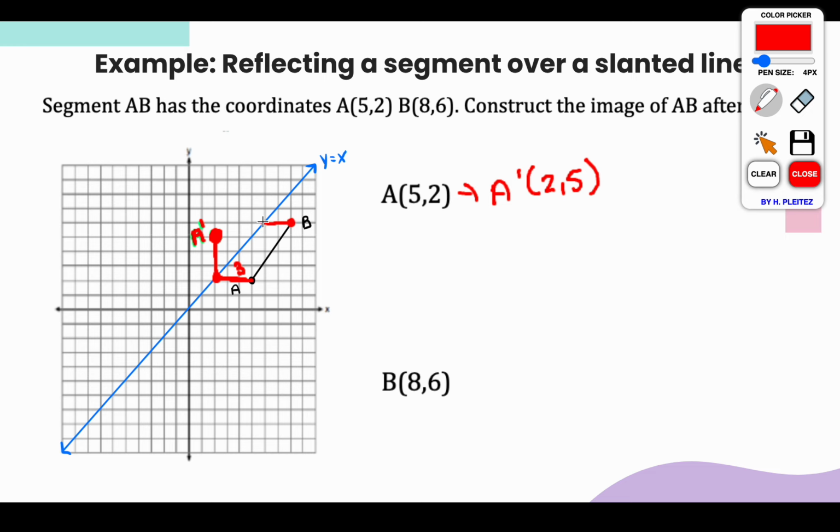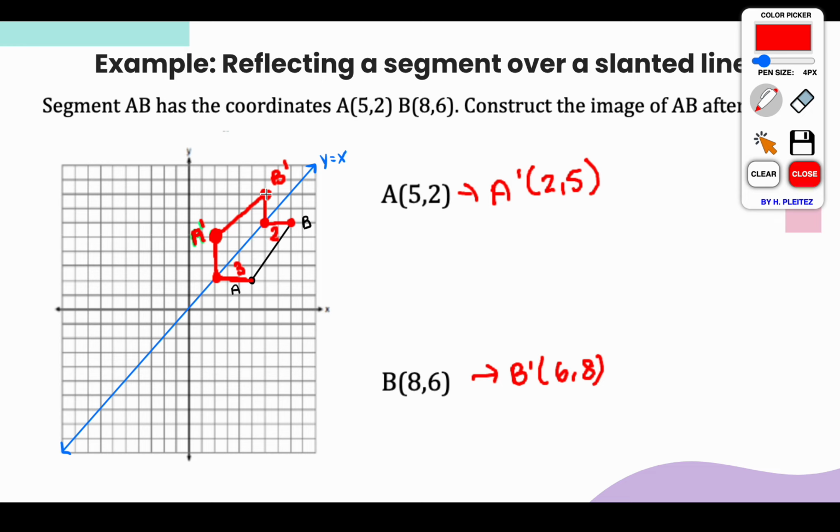So we go to the left, and we see that that is 2 units, and now we need to count 2 units up. And if we do that, we're going to get that B prime is equal to (6, 8). Now if we connect A prime and B prime, that is going to be the image of AB after we reflected it over the line y equals x.